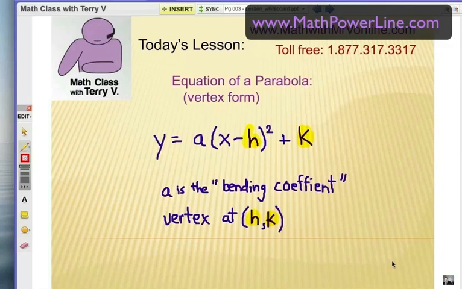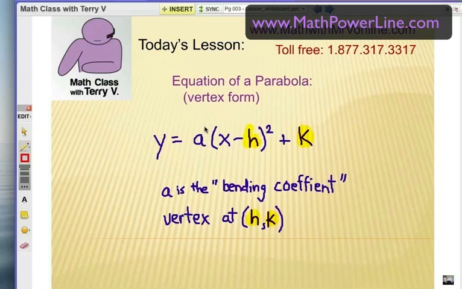Alright, next part of the self-quiz is rewriting an equation of a parabola in vertex form, so we have to complete the square. See the squared binomial right there? Now just to remind you, the vertex form of a parabola allows us to find the vertex, (h, k), and a is the bending coefficient, which tells you whether it's a right side up U or an upside down U, and how narrow or wide it is.